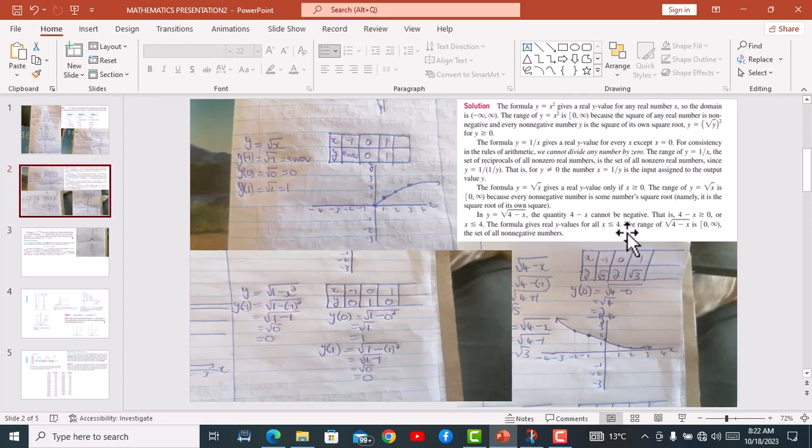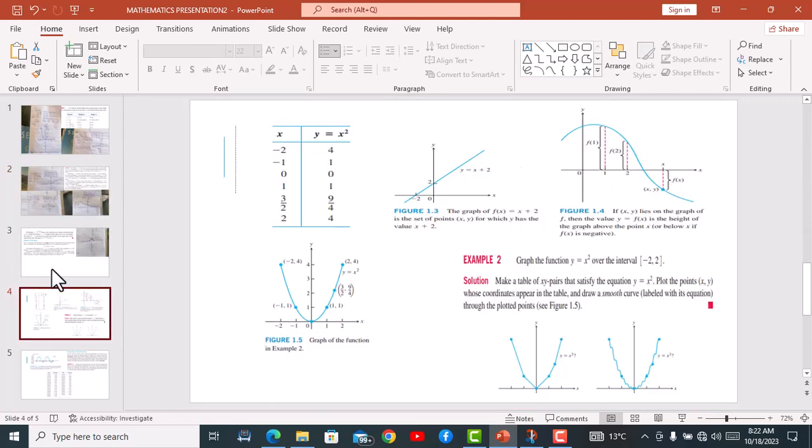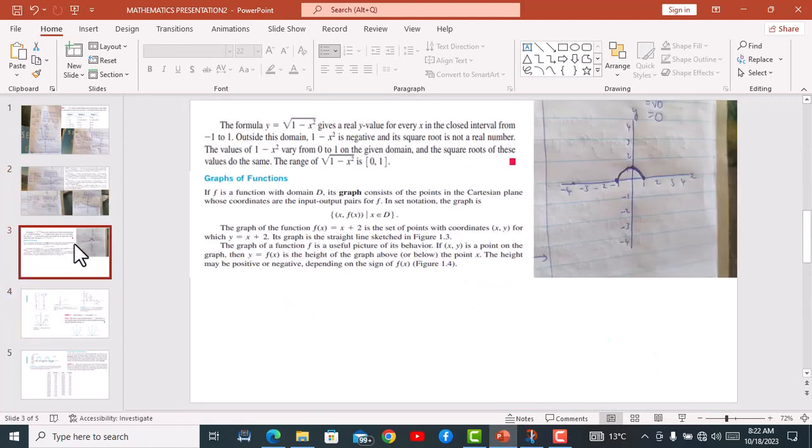And immediately when you try to find the values that are outside this boundary, you will get problems. The range of the square root of 4 minus x is 0 inclusive to positive infinity, open bracket. The set of all non-negative numbers. Okay. So that was Thomas explaining to us exactly what is happening.